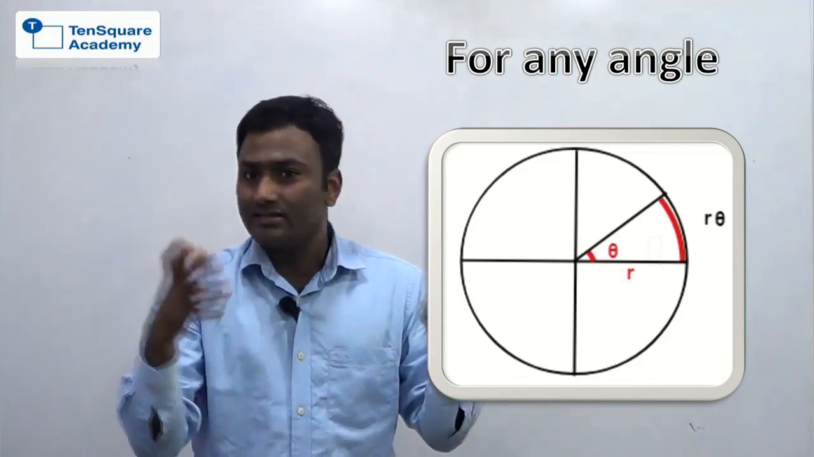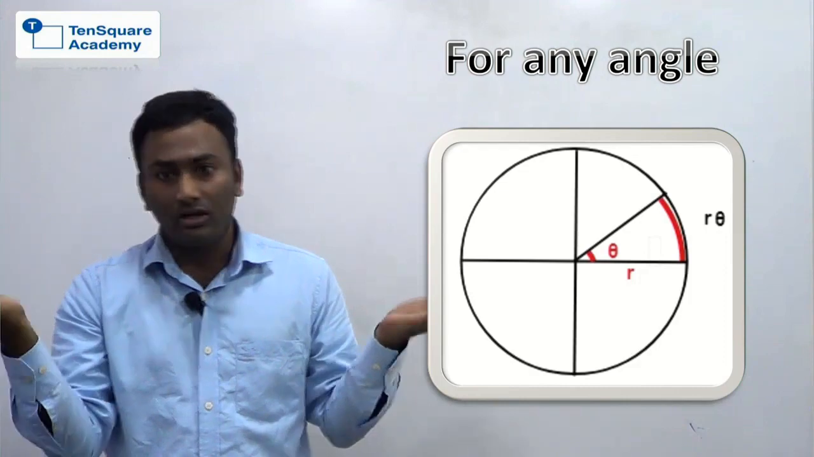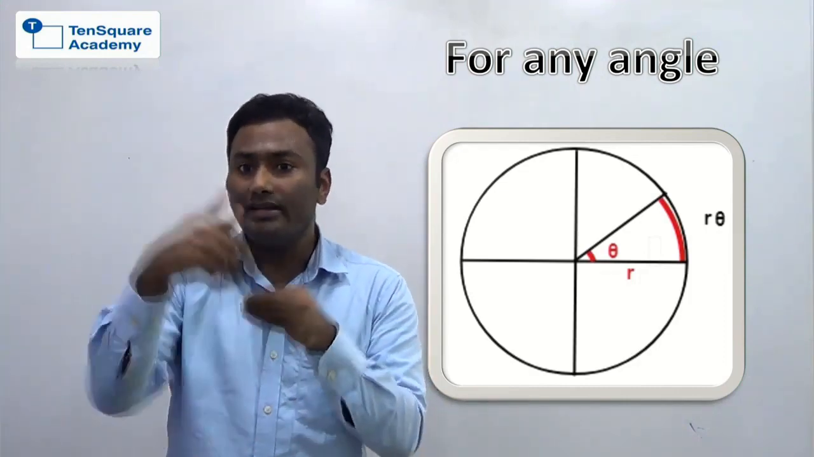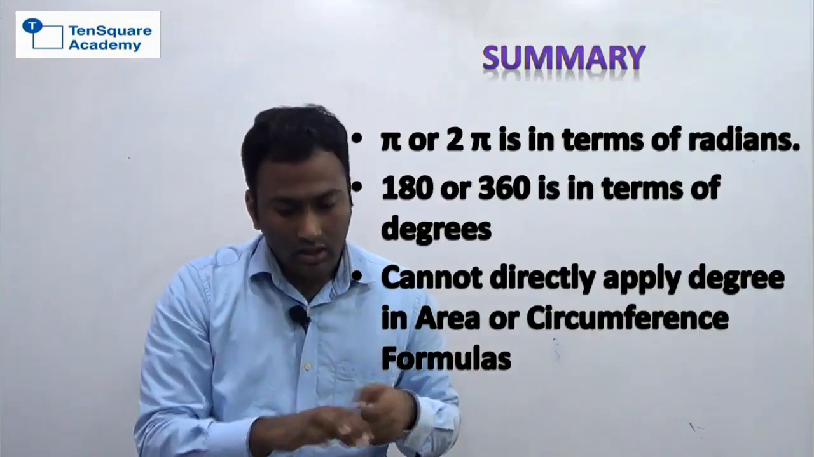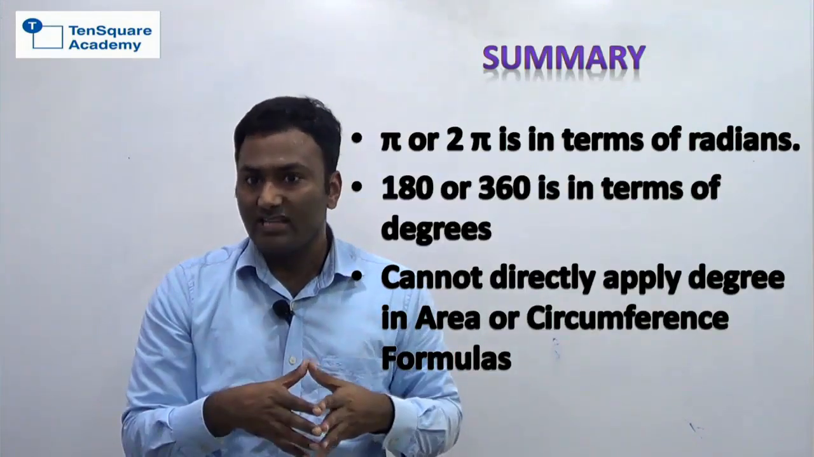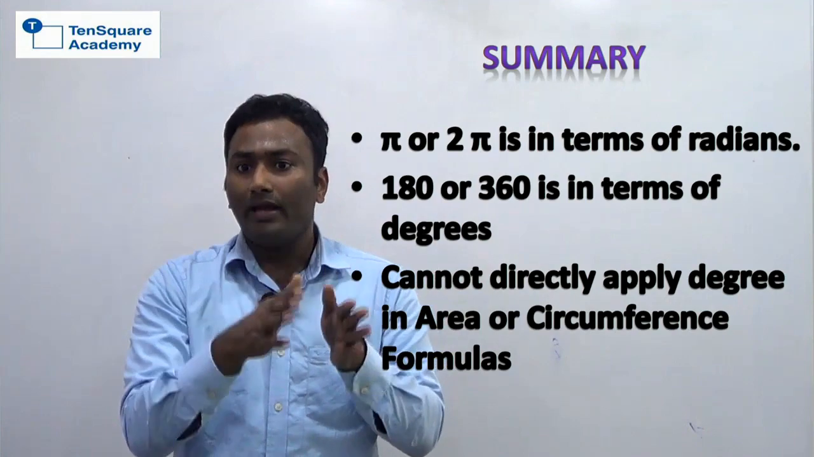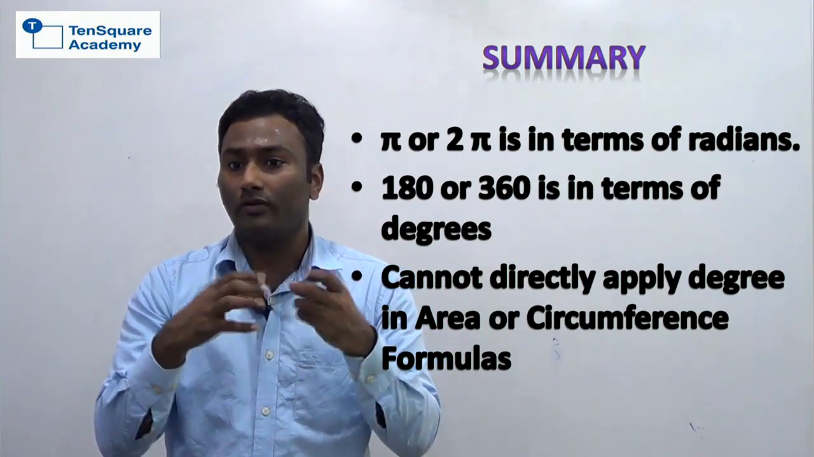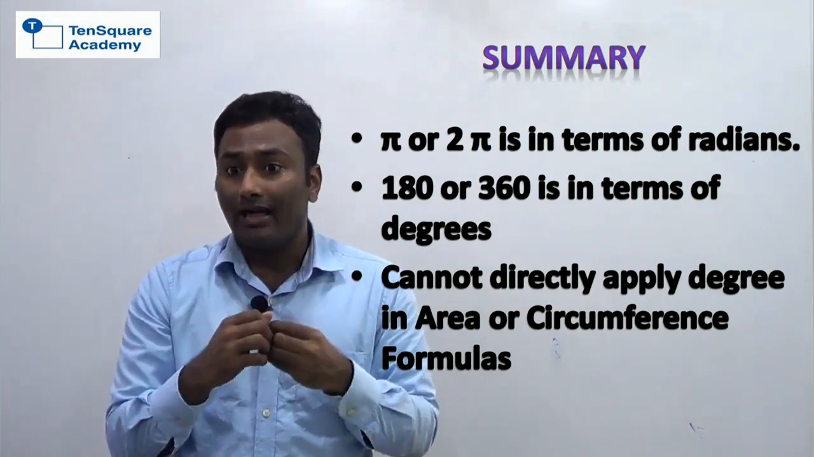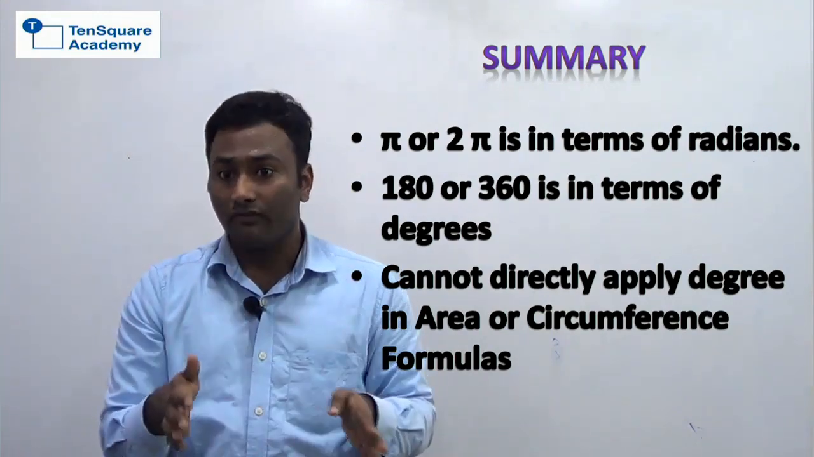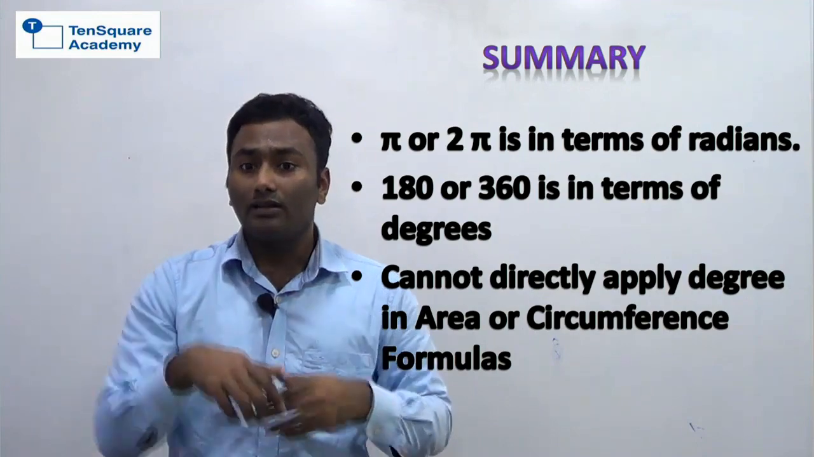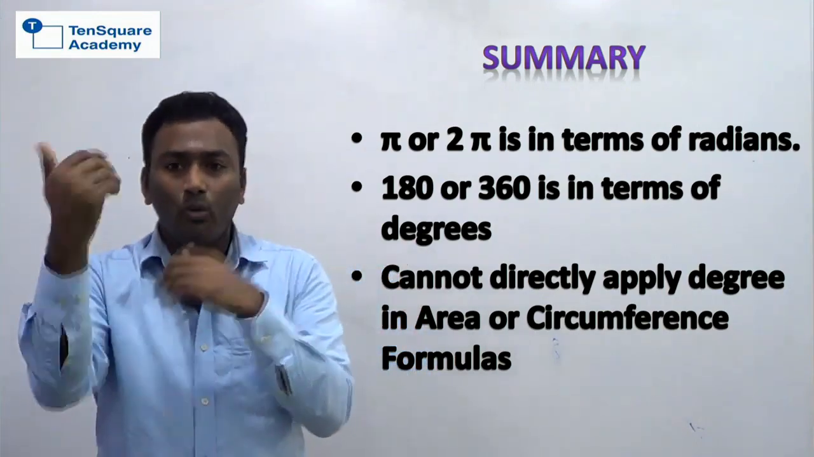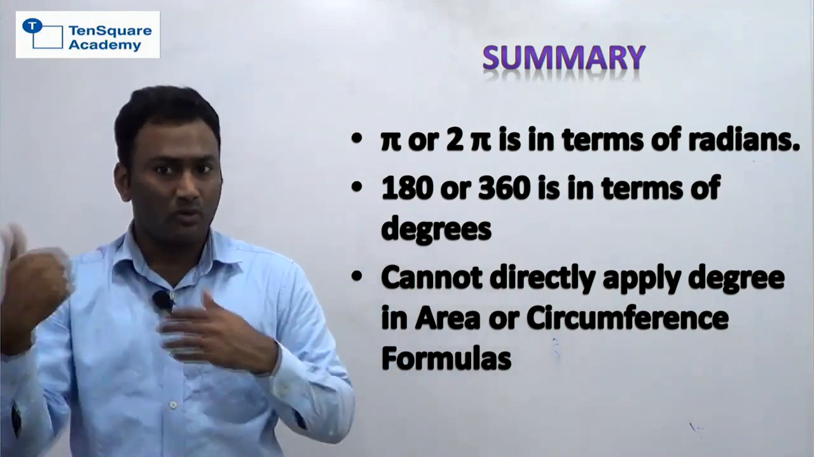Now in calculations, of course, we use it in terms of radians. So how do we convert from radians to degrees or from degrees to radians? Let's see the formula as well. To summarize, pi or 2 pi is in terms of radians, 180 or 360 is in terms of degrees, but we cannot directly apply degrees in area or circumference formulas. We have to convert that in terms of radians. So how do we convert? It's fairly simple, right? 2 pi corresponds to 360, pi corresponds to 180.